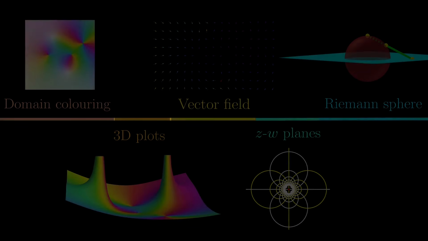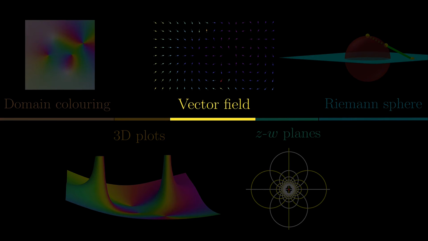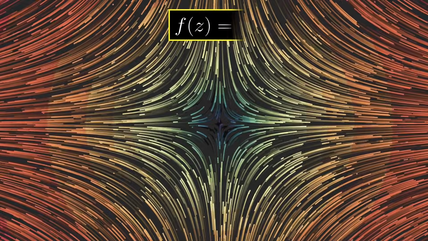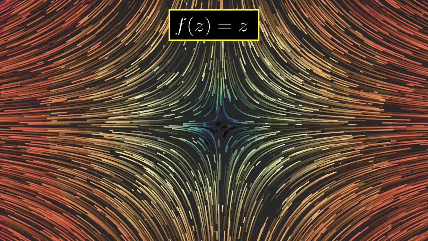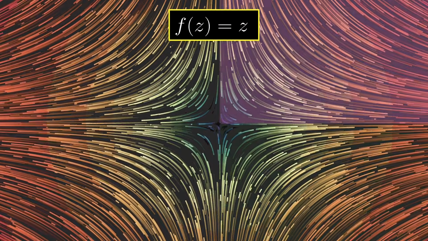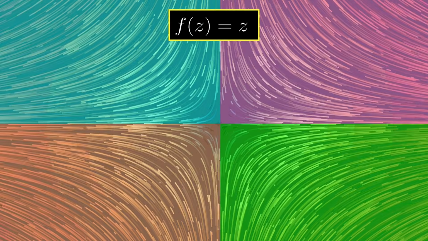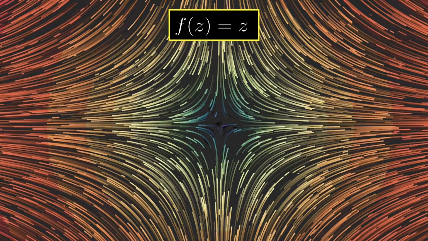An interesting method is vector fields, but here I am using Polya vector field since it is useful in later videos. For instance, this is the identity function, and you might notice there are 4 regions of flow separated by some invisible walls.